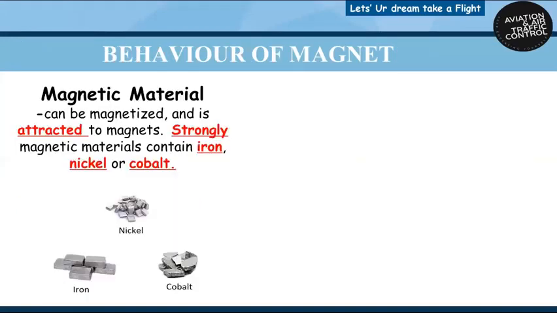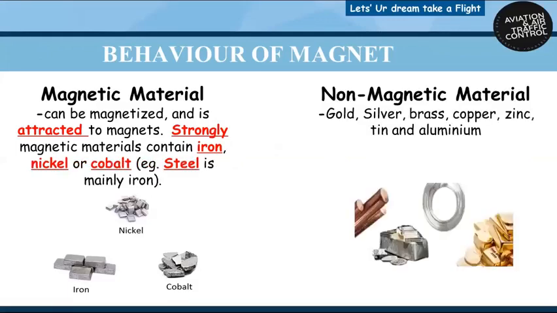Magnets attract ferrous materials such as iron, nickel, cobalt, and steel. Materials attracted by a magnet are called magnetic materials. A magnet does not attract non-magnetic materials such as aluminum, gold, silver, and copper.